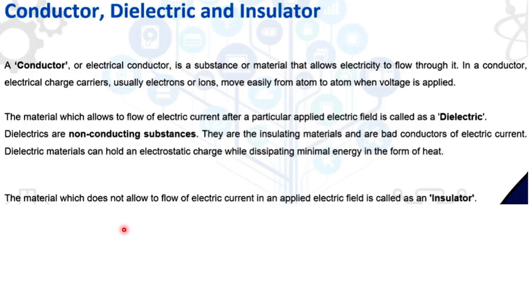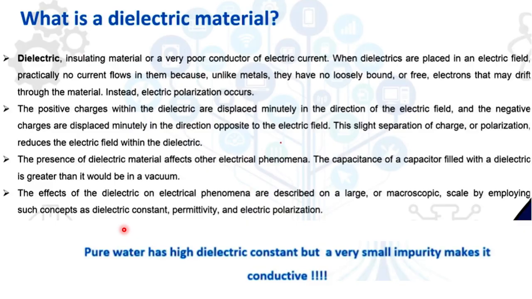So in case of dielectric, there must be a limit up to which it can resist the current flow. But in case of insulator, it will not allow the electrical current whenever you apply a potential or electric field. So once again, the dielectric is an insulating material or a very poor conductor of electric current.